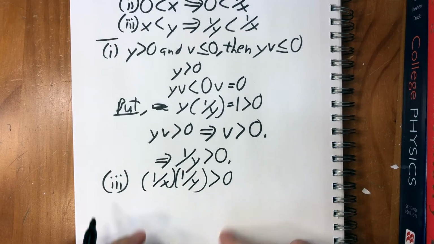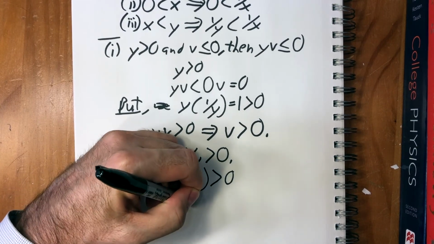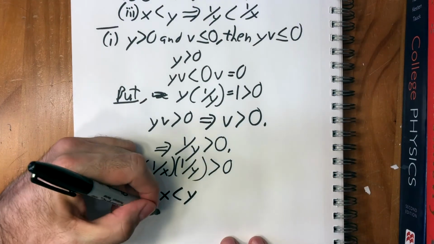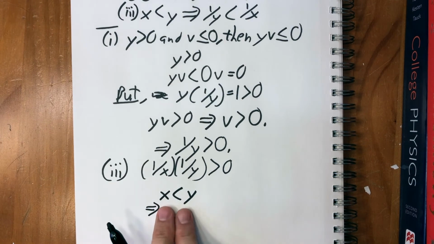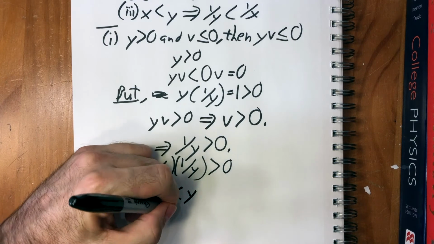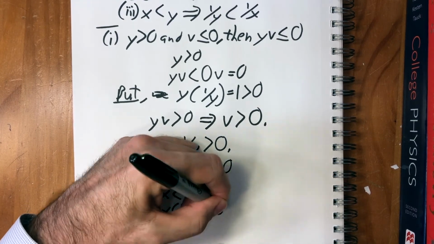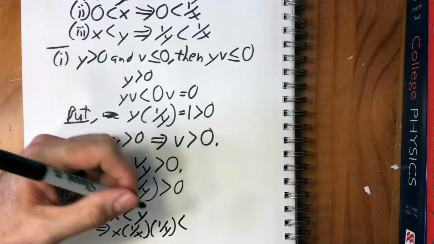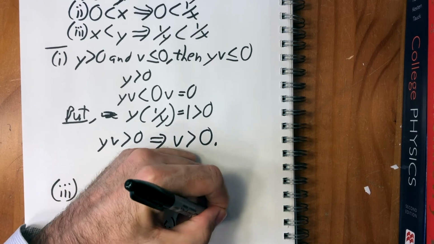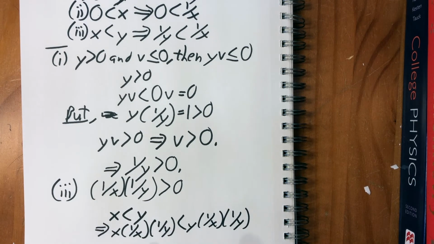Taking this, we're just going to go through a few steps. We're given that x < y. So if we multiply both sides of this by this product, we'll see what falls out. We have x times 1/x times 1/y is less than y times 1/x times 1/y. This is just axiom 2 again.